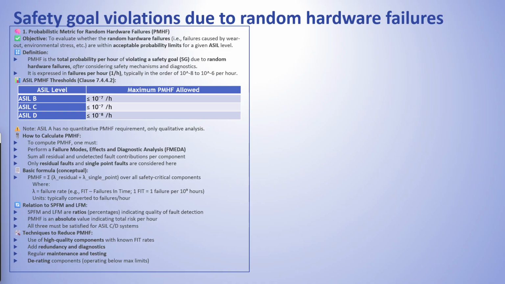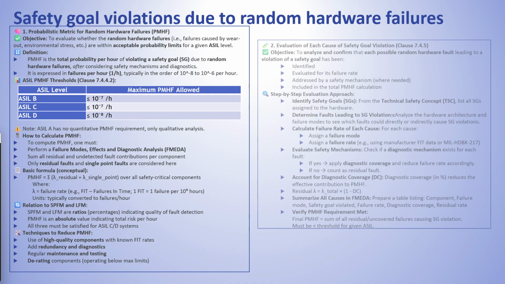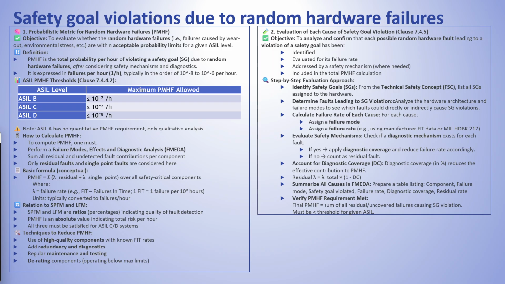Calculating PMHF involves that detailed FMEDA again, summing up the failure rates of all the residual faults, the ones your safety mechanisms don't cover, and the undetected latent faults. And reducing PMHF comes down to using high reliability components, maybe derating them, running them below their maximum specs to reduce stress, adding redundancy, improving diagnostic coverage even further. Clause 9 also mentions something called the evaluation of each cause of safety goal violation, or EEC. It's kind of an alternative or complementary way to look at it.